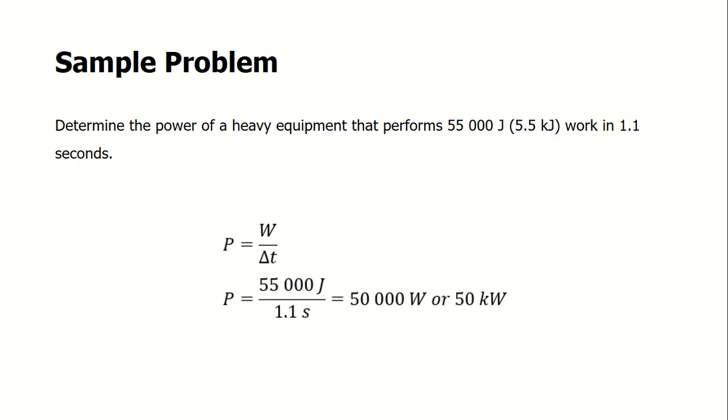So power will be equivalent to work divided by time. Work is 55,000 joules in our example, divided by 1.1 seconds, that's the time. If we divide the two, what we get is 50,000 watts. Or if we want to express this in kilowatts, we just divide by 1,000. So 50 kilowatts.